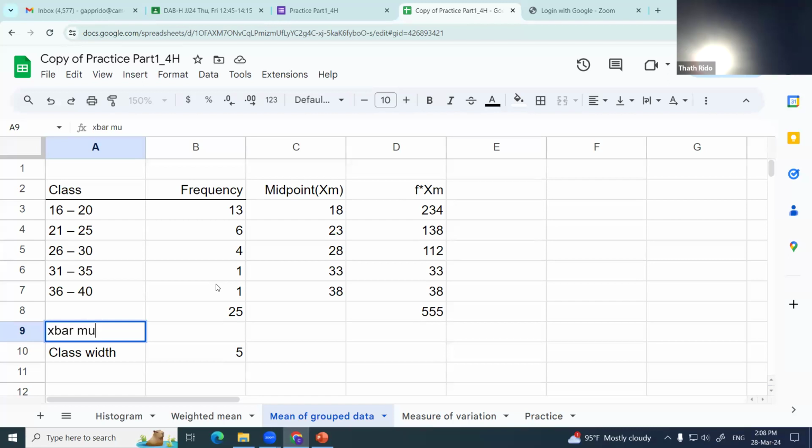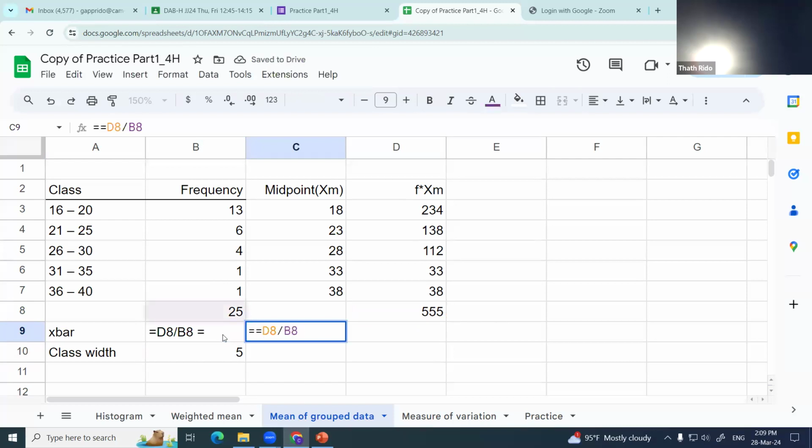So x bar is equal to the sum of the product of frequency and midpoint, which is 555, divided by the total frequency, which is 25. The result is 20.2. The result of the mean for group data is 20.2. Sorry, 22.2 as in the lecture note.